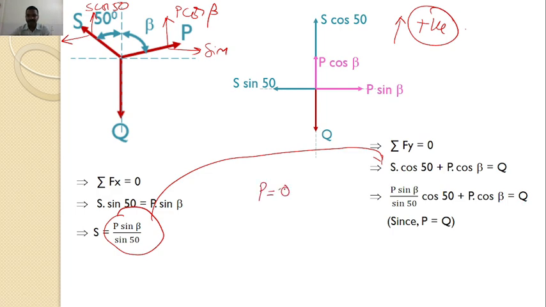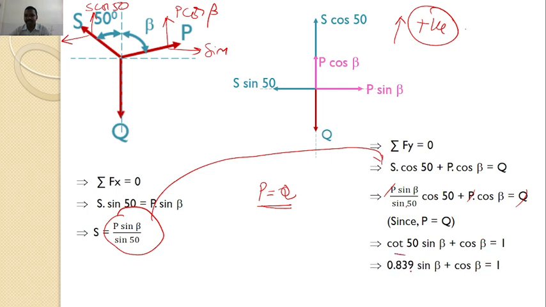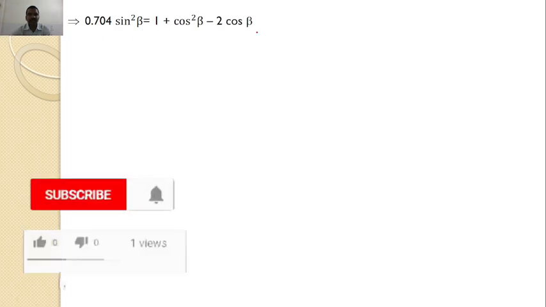In the given problem, it is mentioned that P is equal to Q. So these values get cancelled. Then you will get cos 50 by sine 50, which means cot 50, times sine beta plus cos beta is equal to 1. But cot 50 is equal to 0.839, so 0.839 sine beta is equal to 1 minus cos beta. So this is a single equation in terms of beta, so you can solve for beta. Squaring on both sides, you will get this statement.